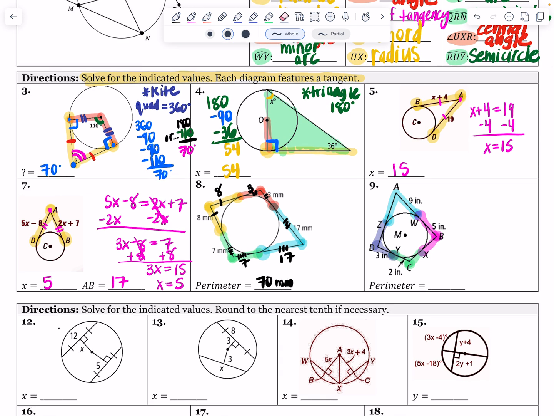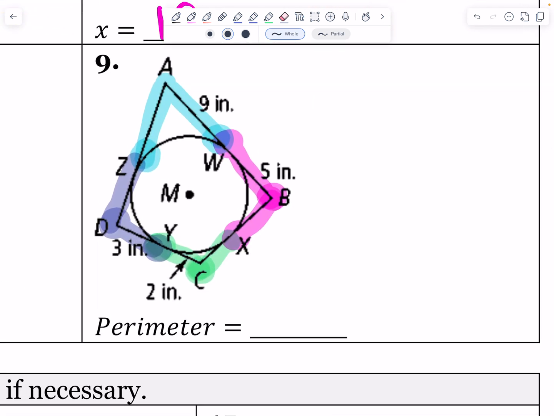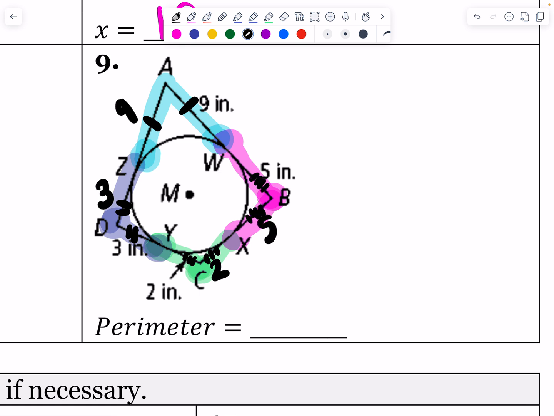All right, number 9, very, very similar. Let's see, this is 9, so this is not, oh, goodness, this is 9. So this piece, this tangent line is also going to be 9. Then we have this tangent portion. This is 3, so this is going to be 3. This is 2, so this is also going to be 2. And this is 5, 1, 2, 3, 4. So this is going to be 5 as well.